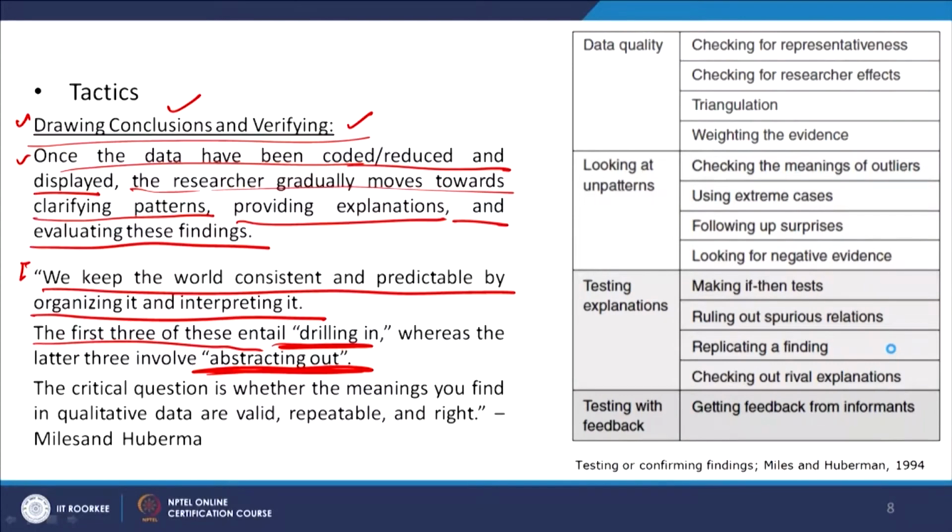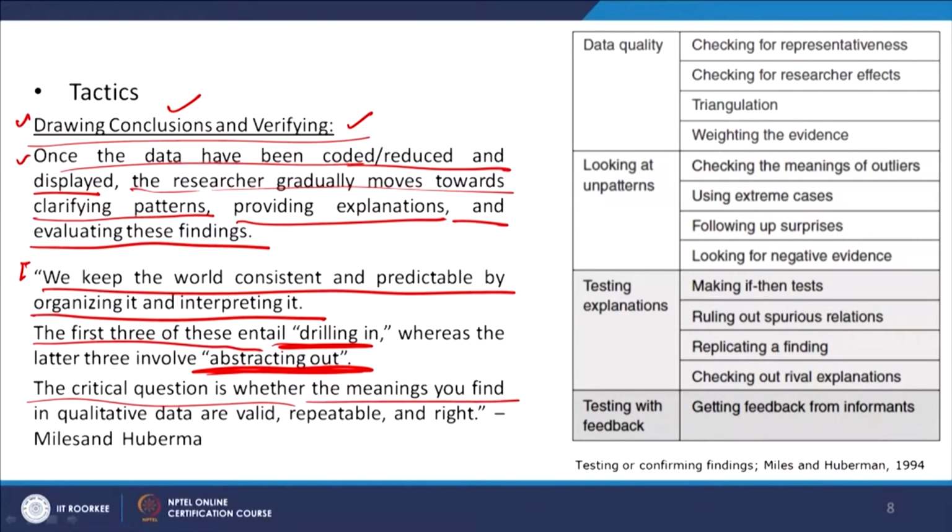When we are abstracting out, we are trying to see the pattern and we are generalizing for the larger target audience. We are expecting how, if we put a different design within the same natural setup and with the same psyche of people, they will interact with the different design. So if we try to see the pattern while we are abstracting out, then we can make the design decisions in a much better way. The critical question is whether the meaning you find in qualitative data is valid, repeatable and right. That has been said by a researcher.